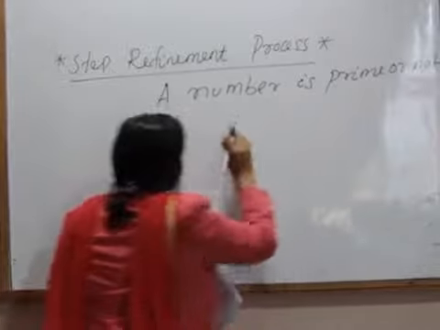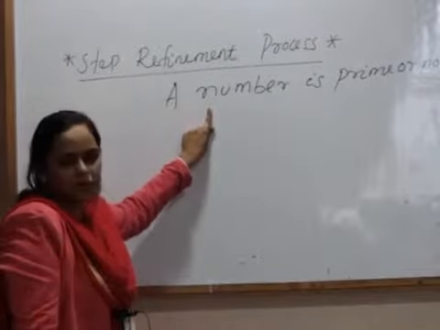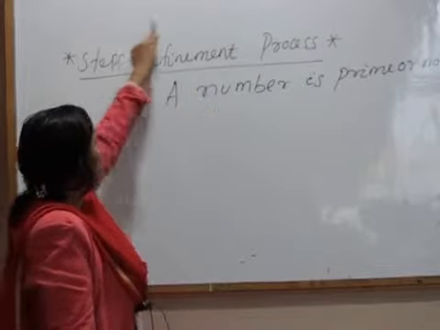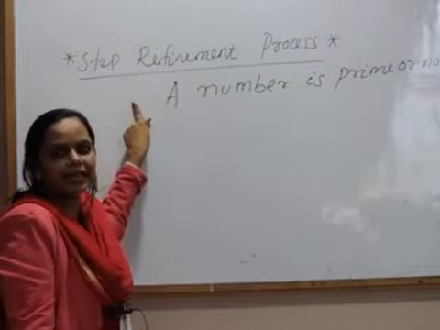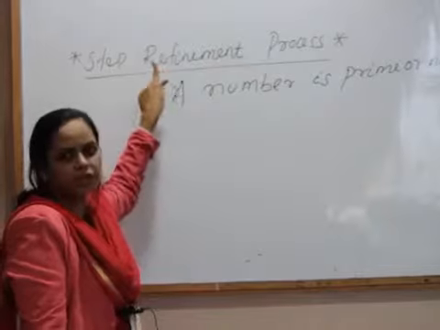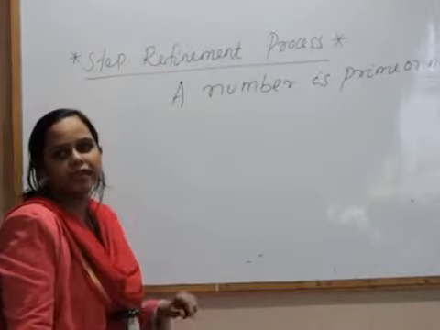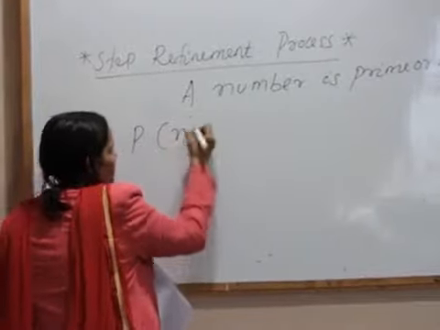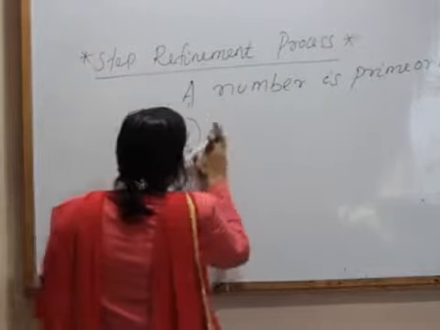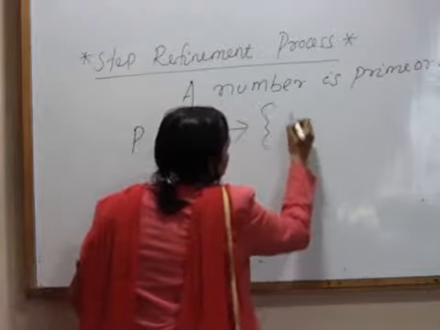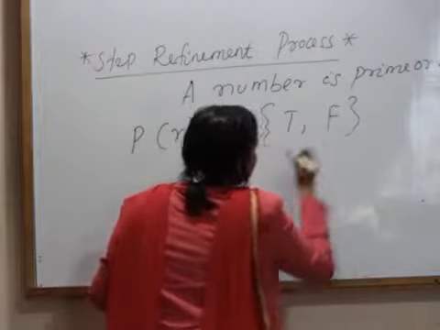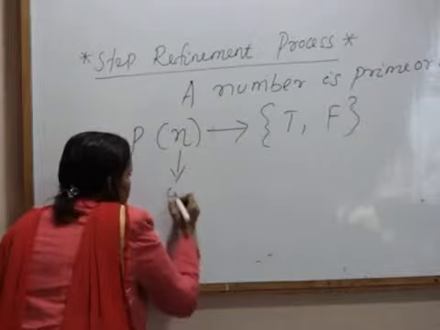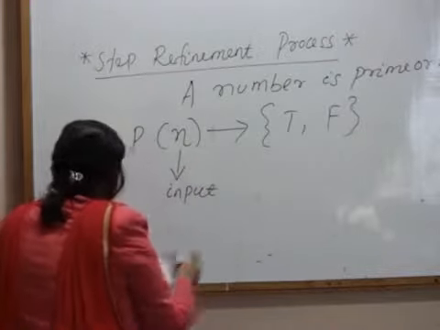So today we'll take the example of whether a number is prime or not, and we'll find the algorithm by taking the help of the step refinement process. In each step we'll do some rectification or refinement, and at the end we'll get the time complexity of that algorithm. Suppose P of n is either true or false, meaning a number may be prime or not. Here n is the input and P is the function.